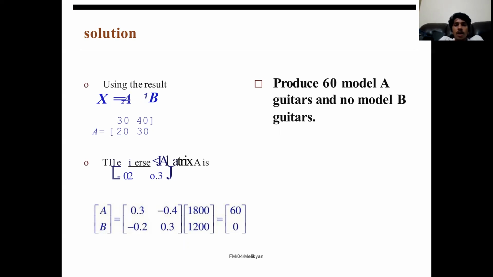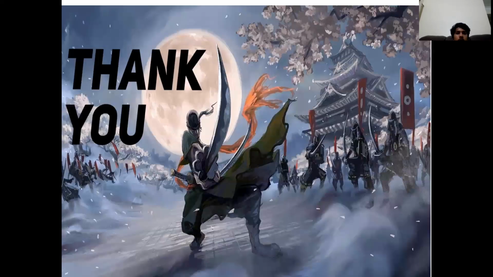Produce 60 model A guitars and no model B guitars, because A inverse = [0.3 -0.4; -0.2 0.3] times [1800; 1200]. 0.3 times 1800 minus 0.4 times 1200, plus 0.2.